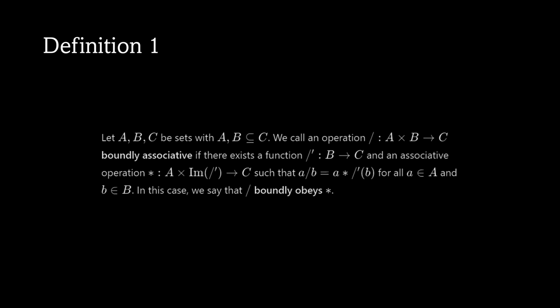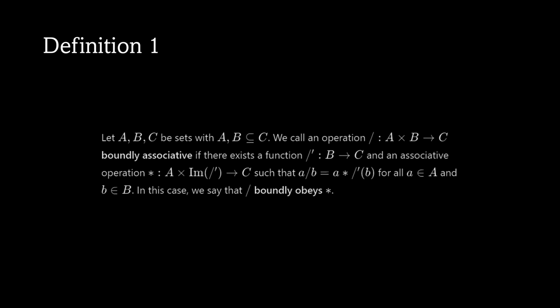And this binary star operation is taking in an element from A, and then it's taking in an element from the image of slash dash. And what that just means is any possible element that slash dash can return, that's the image of slash dash. So that's just constraining our input a little bit, but don't worry too much about that, and then that returns C. So let's just go over that again.